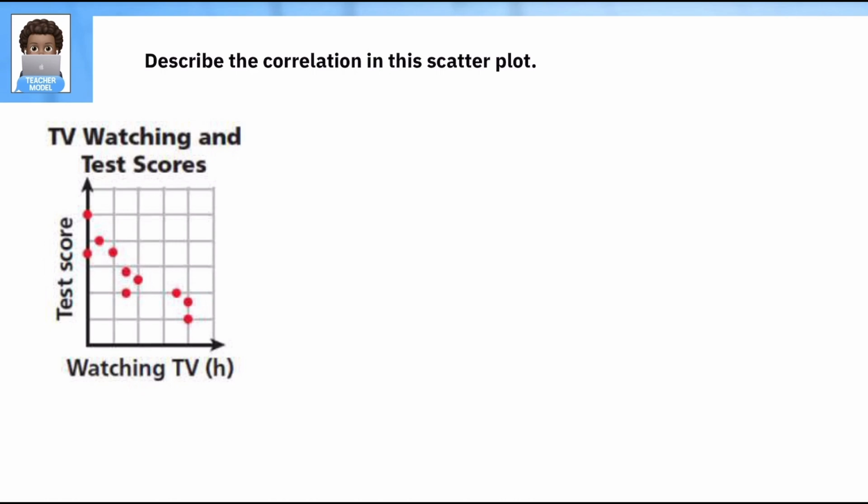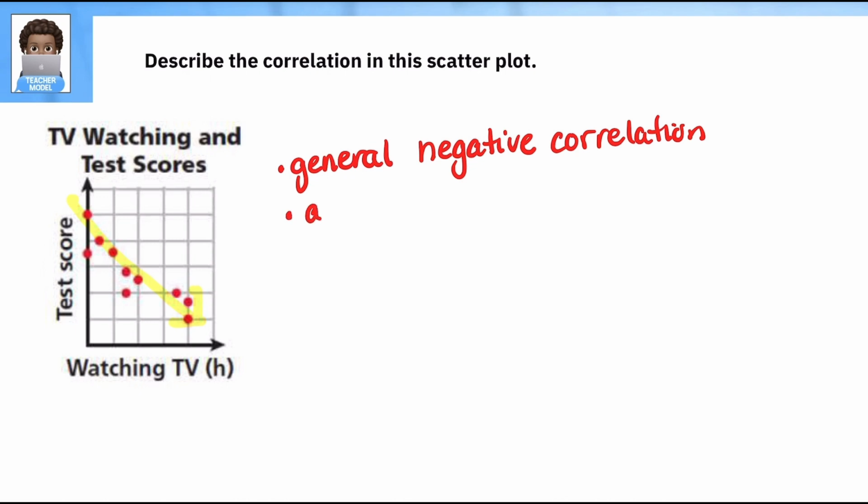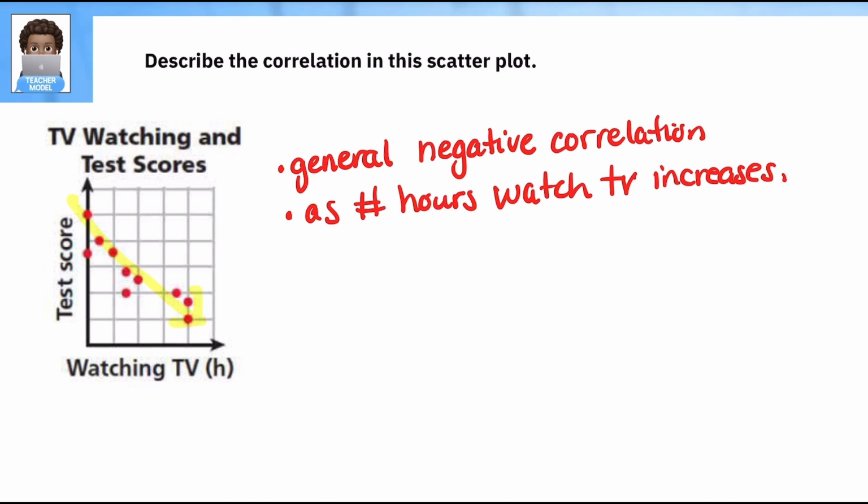So let's look at this one, and this question is asking us to describe the correlation. So what do you see and what do you notice? Well, I'm seeing that the trend is going this way, so it tends to go down. This is identifying generally a negative correlation. And I'm going to say what that means. As the number of hours watching TV increases, the test score decreases. Okay, that's just what this graph shows.